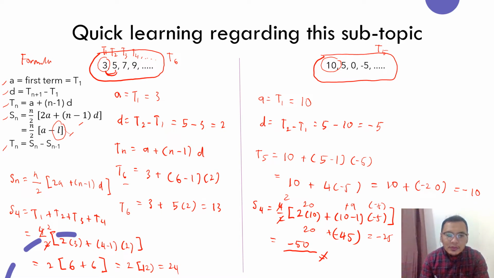And we can also find the Tn, the term, by using this formula, which is Sn minus Sn minus 1. Just assume that we want to find T3. T3 is S3 minus S2. So that's all for this quick learning regarding this topic.